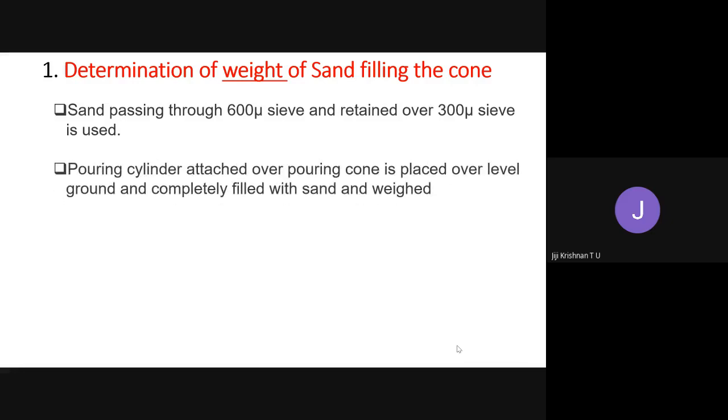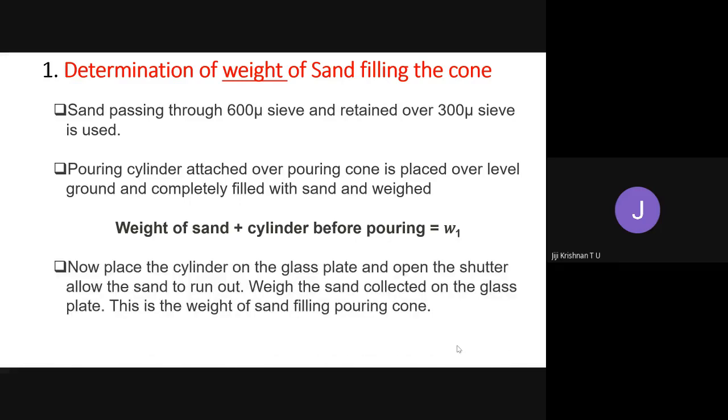Pouring cylinder attached over pouring cone is placed over level ground and completely filled with sand and weighed. Weight of the sand plus cylinder before pouring will be W1. Then place the cylinder on the glass plate and open the shutter. Allow the sand to run out. Weigh the sand collected on the glass plate. This is the weight of sand filling pouring cone.